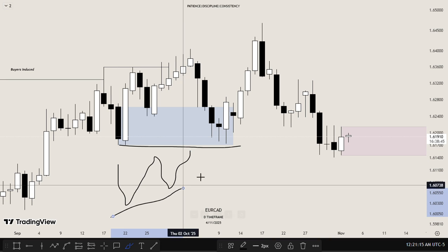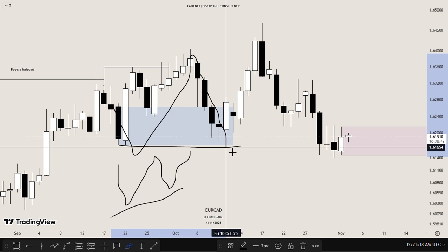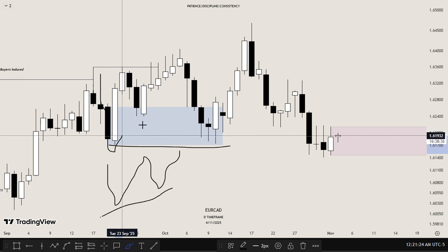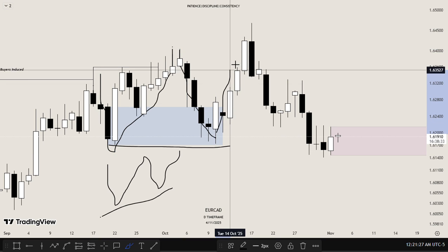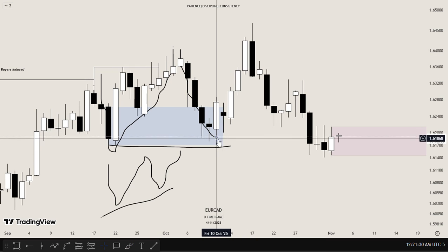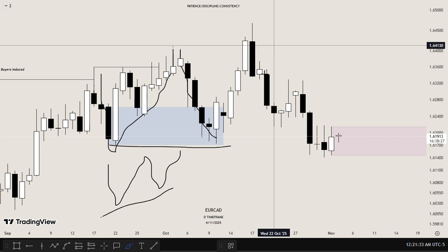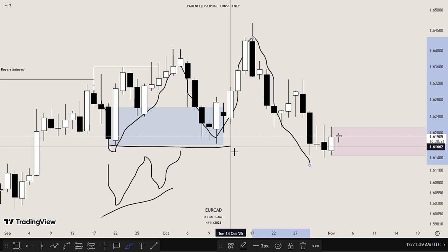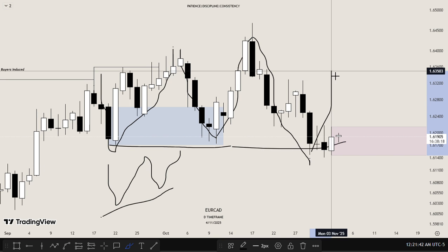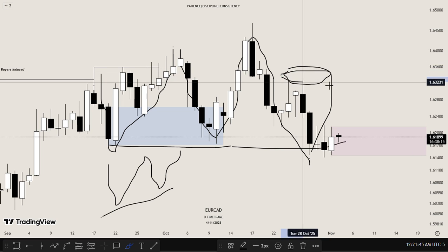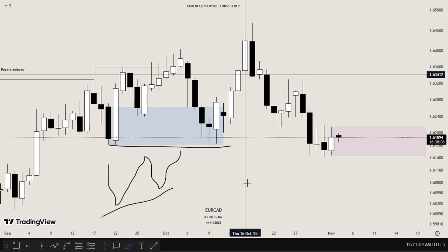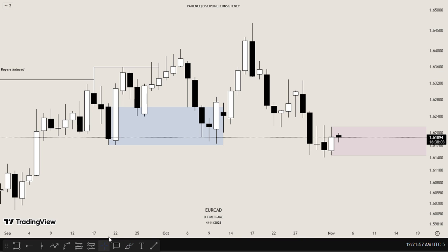So this is liquidity, and as you can see, the market moved down, went up, then moved down, went up, down, went up, and it came down all the way, taking out this liquidity. So if the market wants to move higher, then this level over here can be a good target. But let's see how the market is doing.